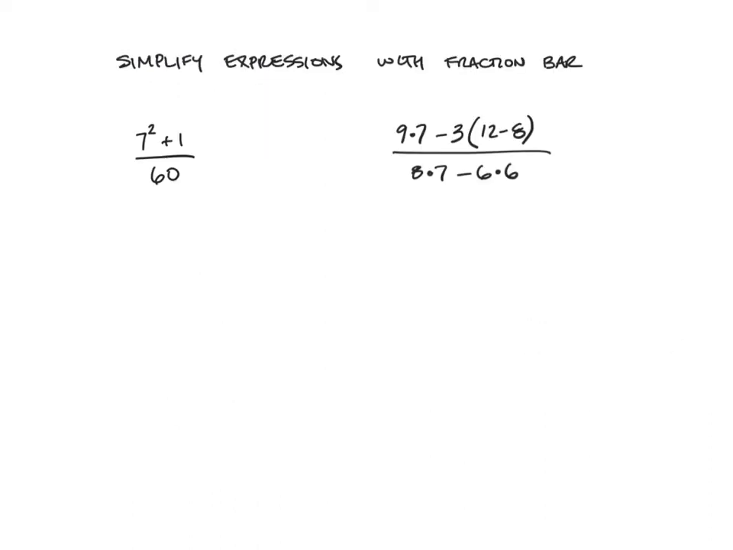Right, simplifying expressions with a fraction bar is basically order of operations, and then we have to do a little bit of simplifying of fractions at the end. So we're kind of combining order of operations and simplifying fractions. So first what we're going to do is simplify our expressions in the numerator and our expressions in the denominator. The expression in the numerator of this first one is 49 plus 1 over 60, and 49 plus 1 is 50 over 60. So now we've got our fraction written, and we can take a moment and simplify that.